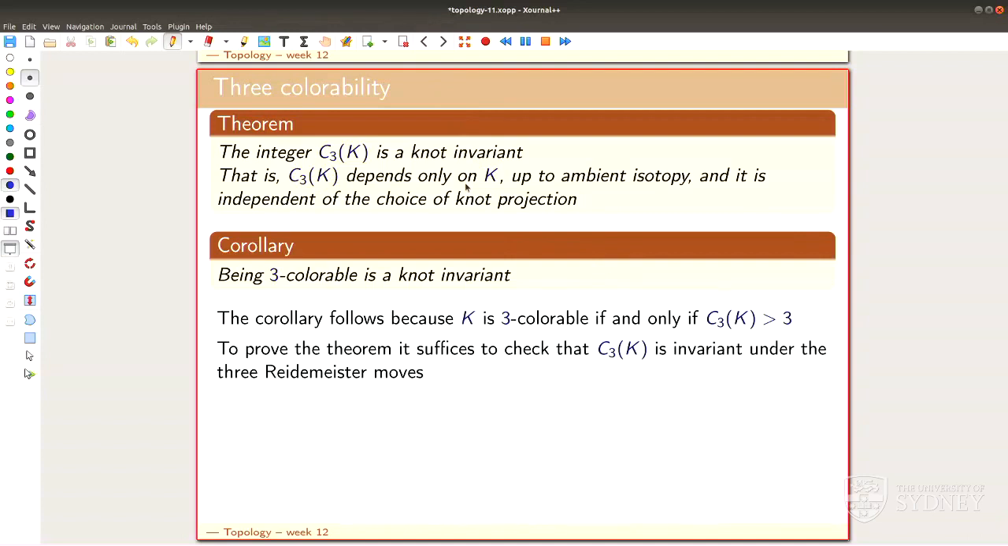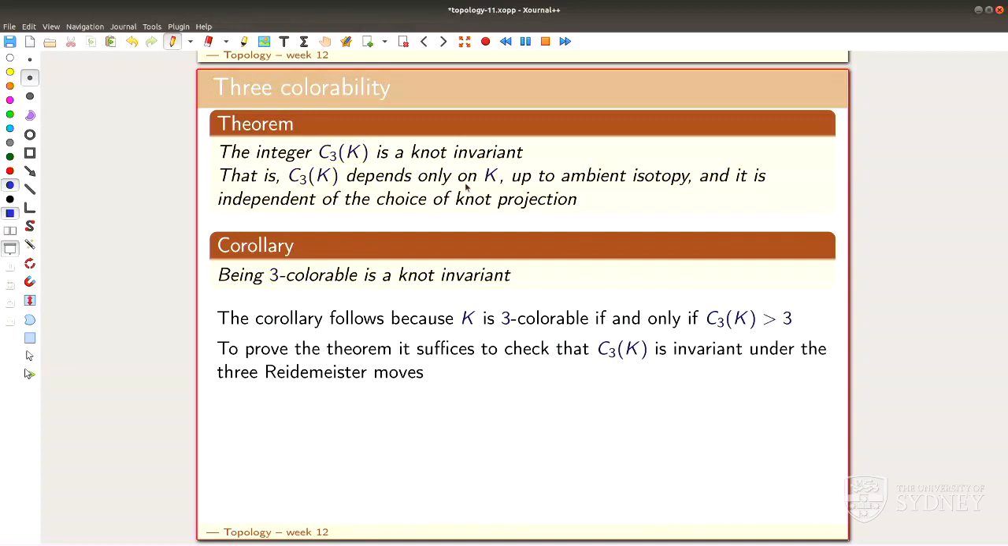And the point is, can we prove this theorem? Is it impossible to prove? It looks very complicated. But the point is, it's actually sufficient that this number is invariant under the Reidemeister moves. Because Reidemeister moves, we already know that they connect all projections. So if this number is invariant under the Reidemeister moves, every projection will spit out the same number. And that's how you prove knot invariants all the time.